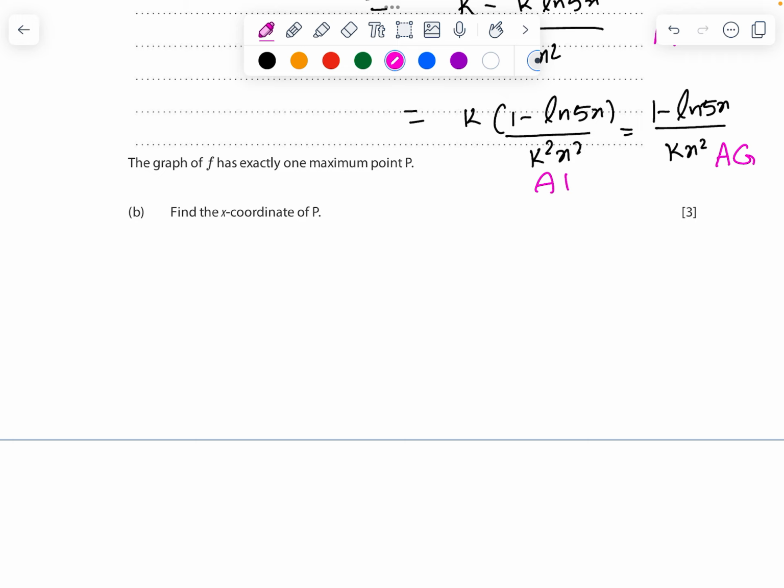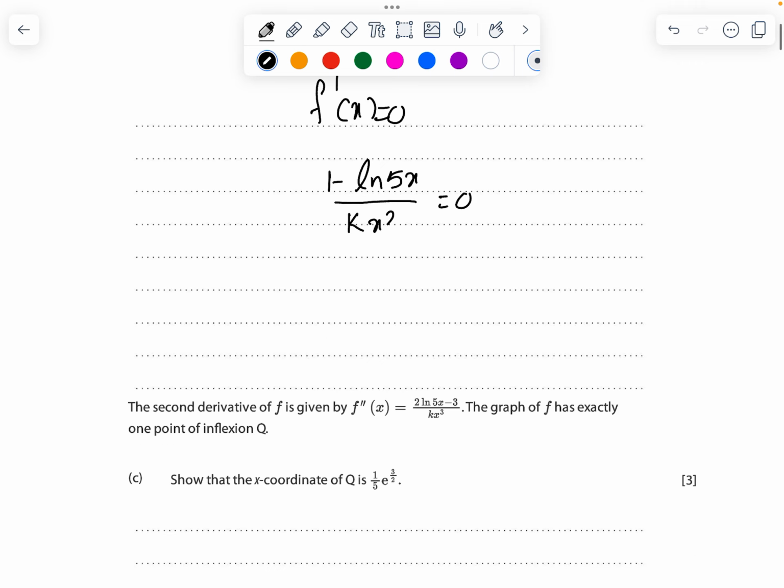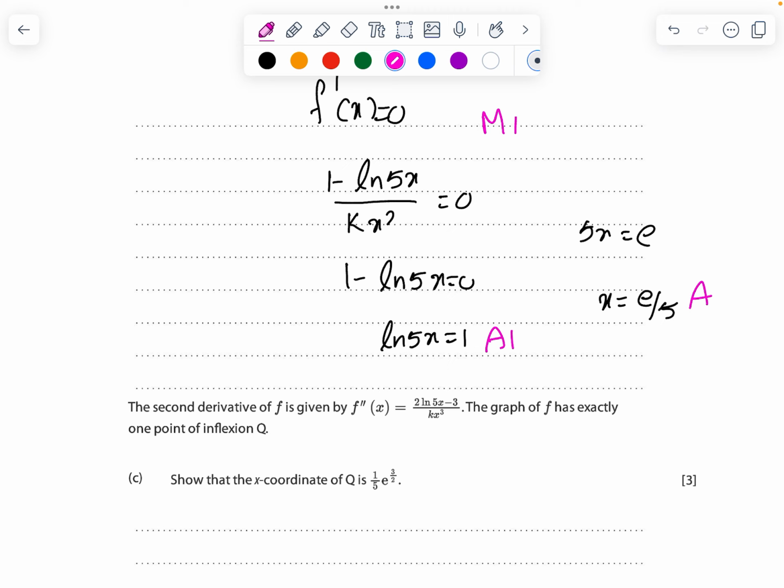Find the x coordinate of P. For finding the maximum point, f prime x should be equal to 0. So 1 minus ln 5x upon kx square should be equal to 0. So 1 minus ln 5x equals 0. So ln 5x equals 1. Then 5x equals e, x equals e upon 5. So this is my method 1 mark, and this is accuracy 1 mark, and this is another accuracy 1 mark.